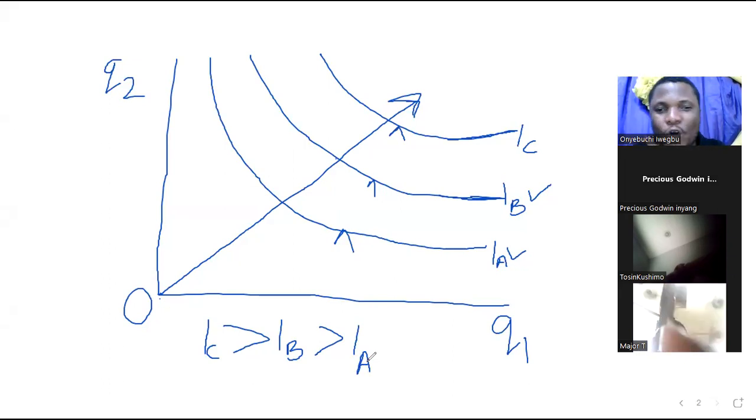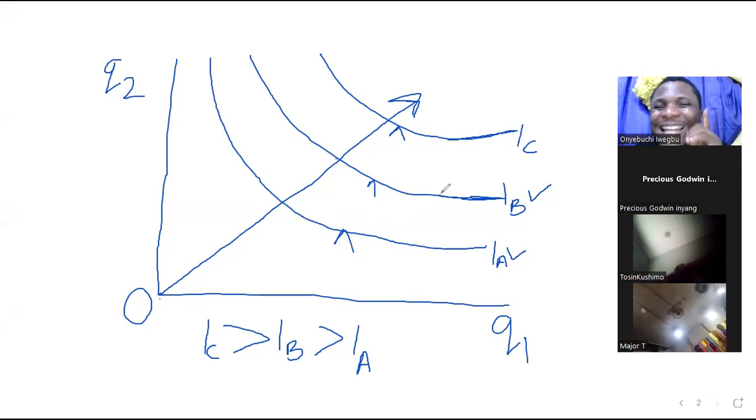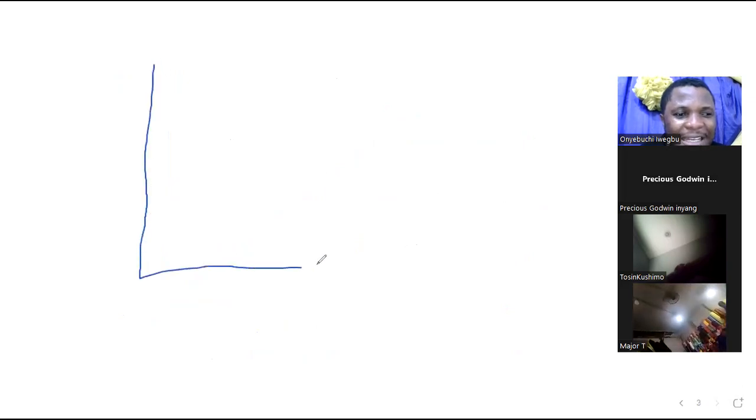The next property says that two indifference curves can never meet. Of course, in your elementary, all of these combinations of indifference curves are called your indifference map. You know that. So the next property says that two indifference curves can never meet. So what does that mean? It means I cannot have an indifference curve like this.